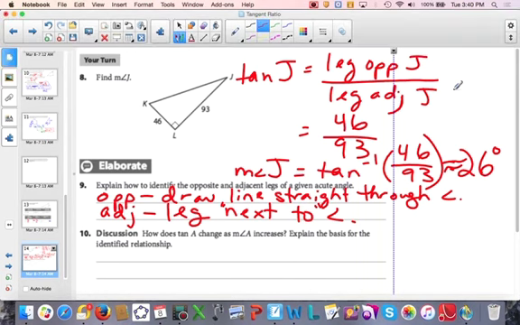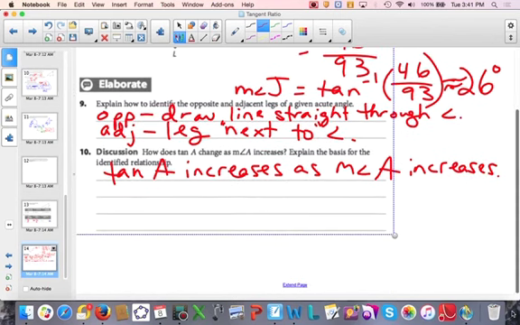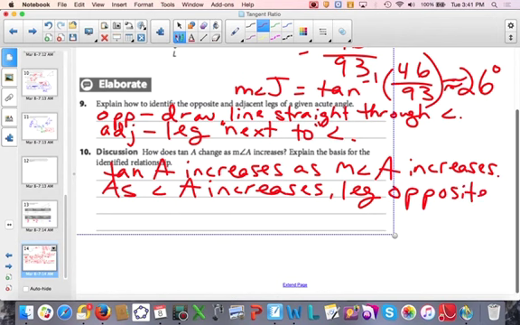Okay, so tangent of A increases as the measure of angle A increases. Because as angle A increases, the leg opposite angle A, which is the numerator of your fraction, gets bigger.